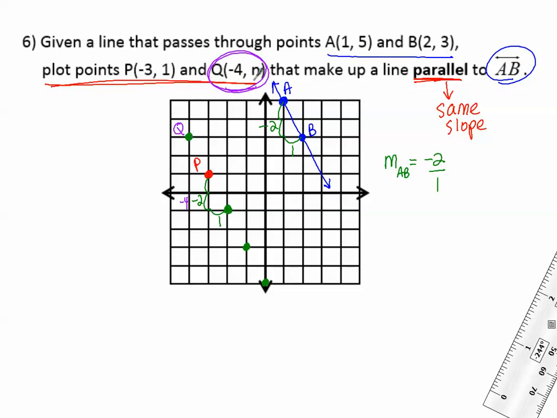What is the y value that is missing? Well, let's count up. 1, 2, 3. That's the y value 3. Q is at (-4, 3). So the n value we're looking for is 3. There is the point we were supposed to plot, and there is our value for n.